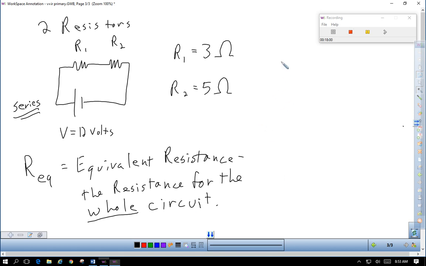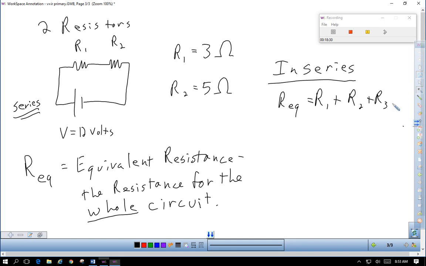And in series, I want to make a point again that this is only true in series. We'll have a different rule for in parallel. In series, and that's 2 words, in series, the equivalent resistance is equal to just adding up all of the other resistors. However many there are. If there's 4, if there's 5, if there's 19, if there's 36, you just add them all up. In this case, there's only 2, and so that's easy enough.